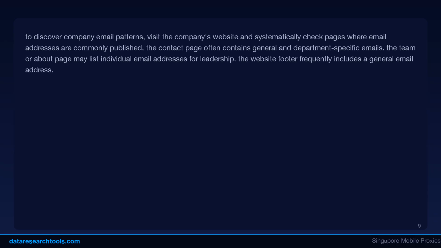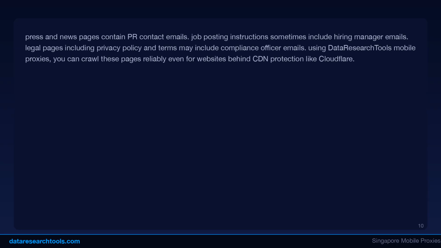Using data research tools' mobile proxies, you can crawl these pages reliably even for websites behind CDN protection like Cloudflare. Rotate IPs per domain to avoid triggering rate limits. When scanning page content for email addresses, look for direct mailto links in the HTML source. Match email patterns in visible text using regex, and check JavaScript variables and data attributes for embedded emails. Handle common obfuscation patterns, including name at company dot com notation, reversed strings, HTML entity encoding, and emails assembled by JavaScript at runtime.